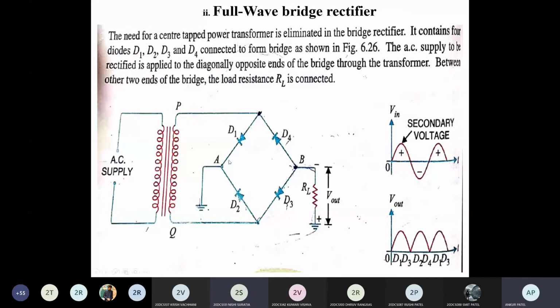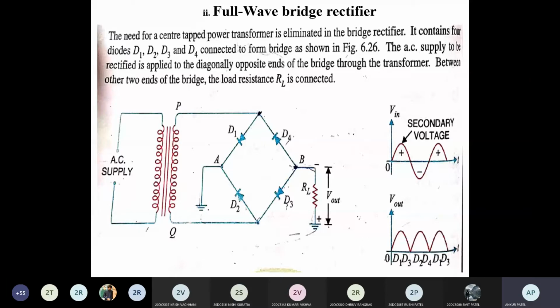Can anyone tell me what will happen during the positive half cycle? You can tell me according to this output waveform. Here the output waveform is given according to the conducting of the diodes. Yes, anyone? Sir, current will flow through diodes D1 and D3.